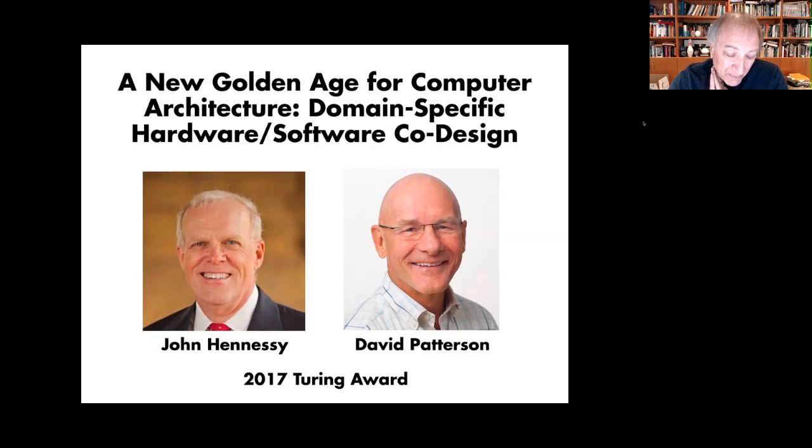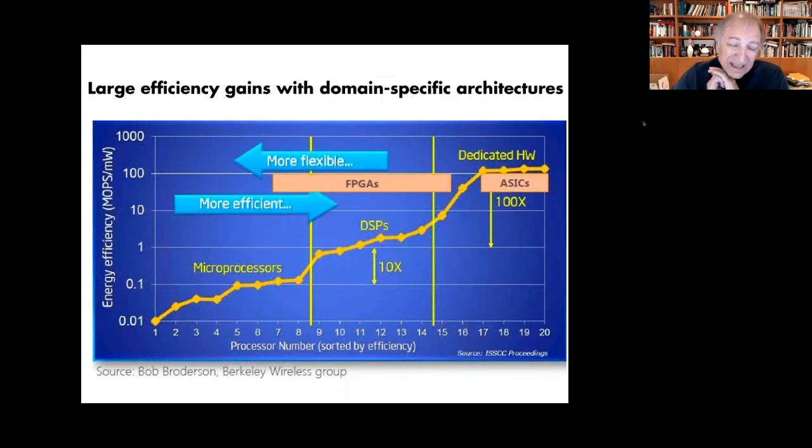But there are people who think this is actually the most exciting time in hardware. My colleague at Stanford, John Hennessy, actually won the Turing Award a couple years ago. He talked with Dave Patterson about what was called a new golden age for computer architecture. What they observed, and a lot of other people have observed, is that you can build lots of different kinds of computing devices.